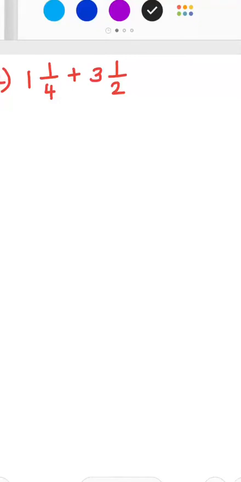Okay children, we move towards the second sum from practice set 10. Here you can see again we have the operation of addition with two mixed fractions. So whenever you have two mixed fractions, we will be converting them into improper fractions first. So how to convert the mixed fraction into improper fraction?